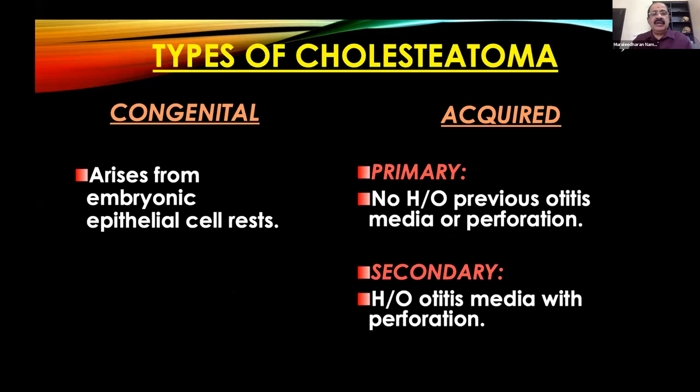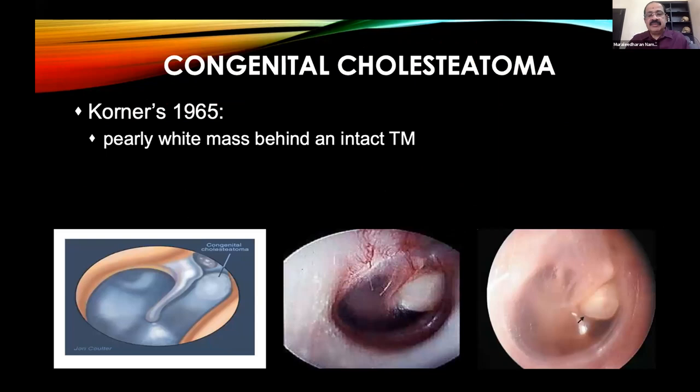Congenital arising from the epithelial embryonic remnants, and acquired, the primary with no history of previous otitis media or perforation, and secondary where there is a history of otitis media or perforation. Now, congenital, described by Derlacki, we can very well say it's a pearly white mass behind an intact tympanic membrane. Mostly it is seen in the anterosuperior part, probably because it is arising from the remnants of the saccus anticus or even saccus medius, but some people say that it can be seen in the posterosuperior part also.